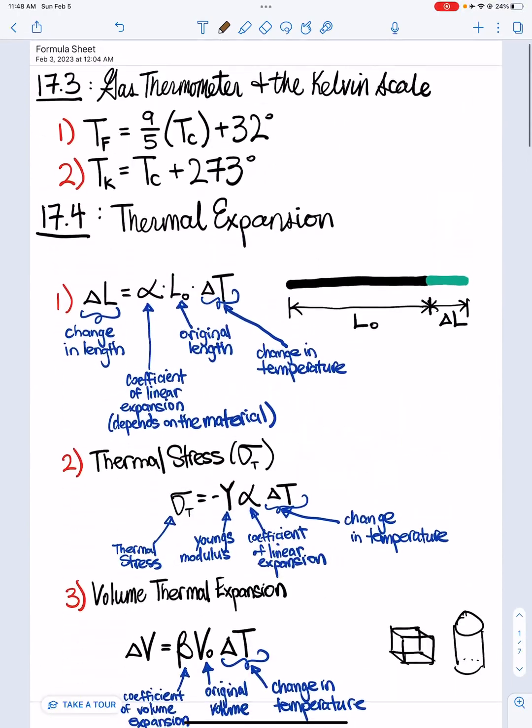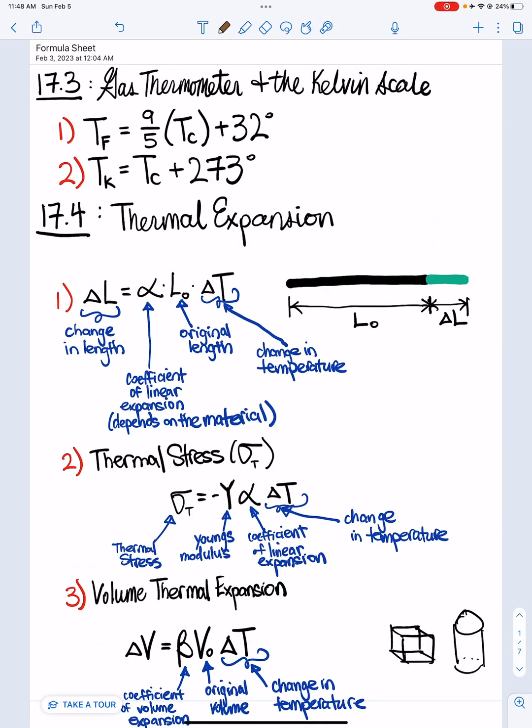Okay, moving on to 17.3, gas thermometer and the Kelvin scale. There are two simple formulas that are important in this section, and that is the formula that allows you to find temperature in Fahrenheit given the temperature in Celsius and vice versa. And the second formula is finding the temperature in Kelvin when given the temperature in Celsius and vice versa.